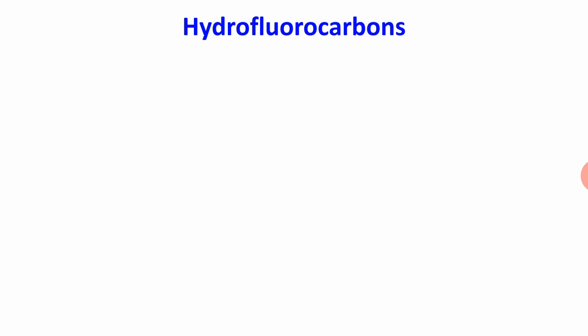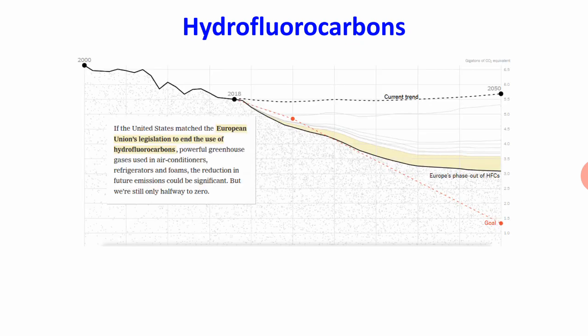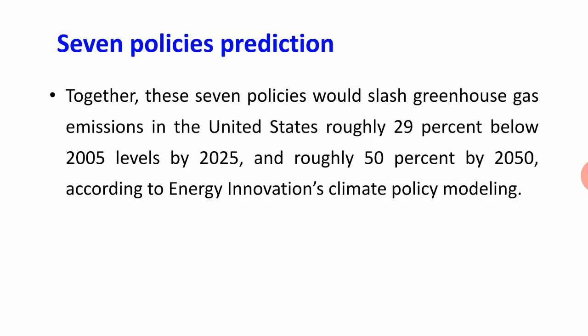And here are the hydrofluorocarbons. If you are not using hydrofluorocarbons in the atmosphere, then this is the amount of greenhouse gases that are not going to be emitted. Then automatically it reaches around 2. So the 7 policies and the predictions: we can see here that together these 7 policies would slash greenhouse gas emissions around 29% below 2005 levels by 2025 and 50% by 2050, according to Energy Innovation climate policy modeling.